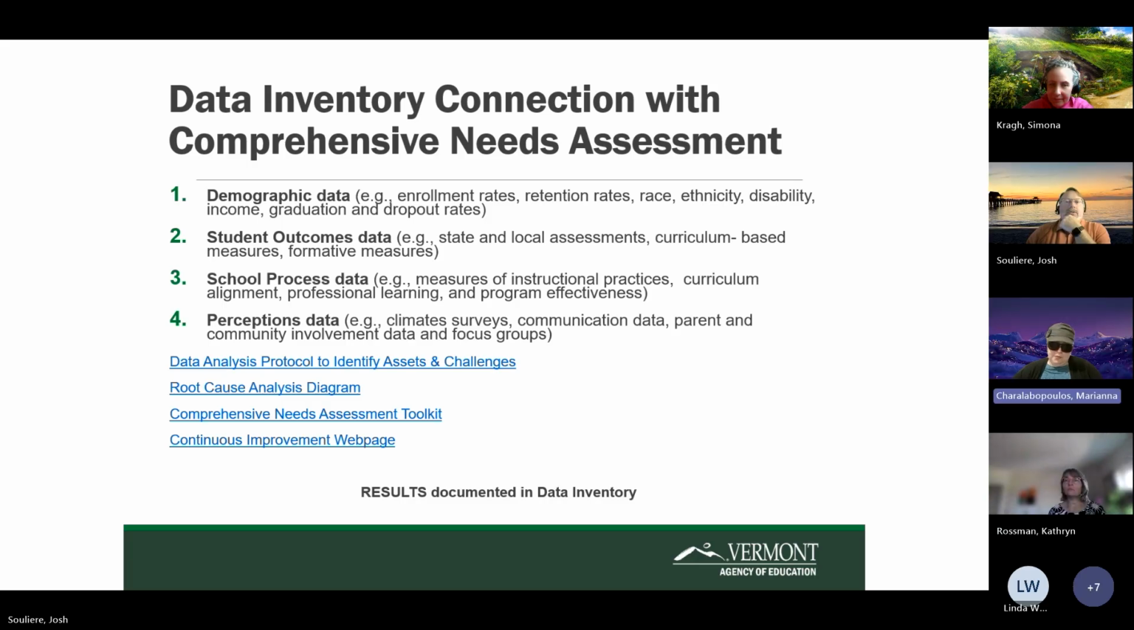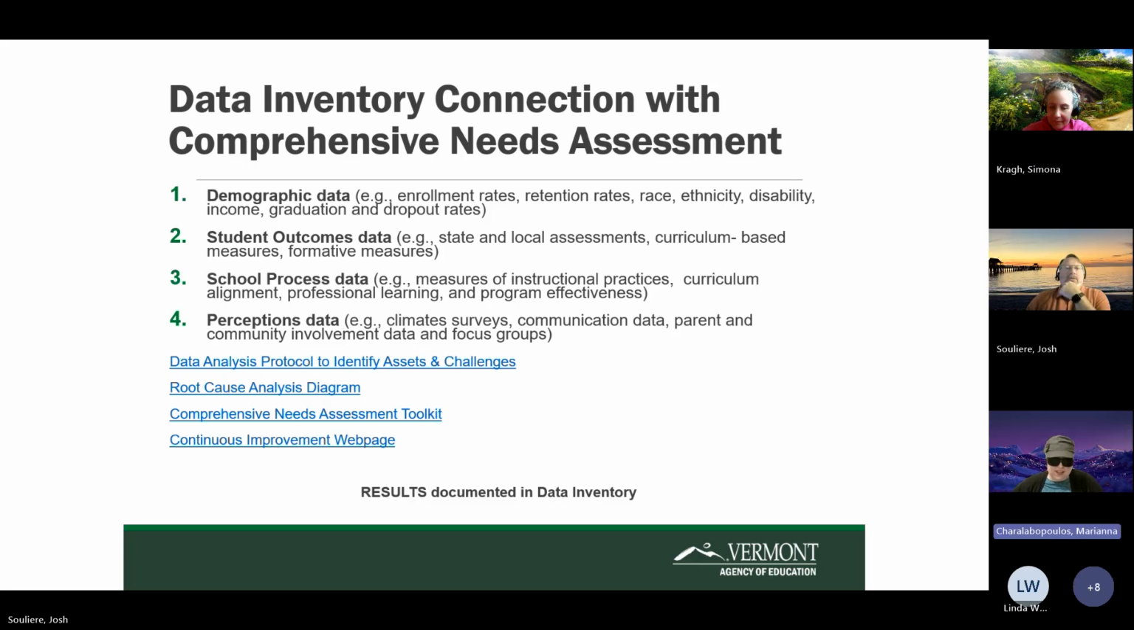As part of the continuous improvement process, a comprehensive needs assessment is conducted so that schools can analyze multiple sources of data from four main data categories: demographic, student outcomes, school process, and perceptions data. From these data analyses, schools can identify assets and challenges, specific problems of practice, as well as underlying root causes. Our comprehensive needs assessment toolkit and website resources can support teams in this process. The results of your needs assessment will be documented in the data inventory template, which will support the development of your goals and strategies in your CIP.